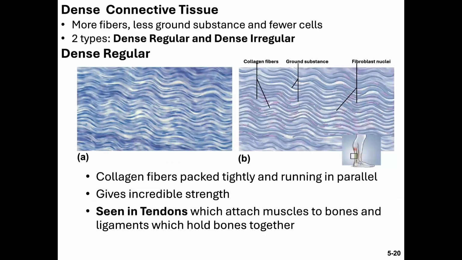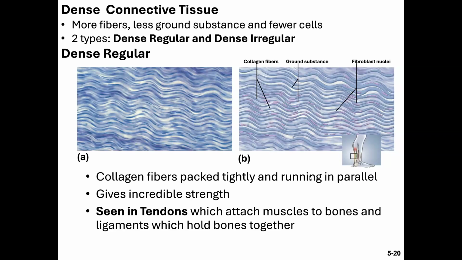Now let's go into the dense connective tissue. When you talk about dense connective tissue, there's dense regular and dense irregular. Let's talk about dense regular. The dense regular is seen in the tendon. So here you can see this is the gastrocnemius muscle in the foot, and you can see it is attached to the bone here through a tendon.